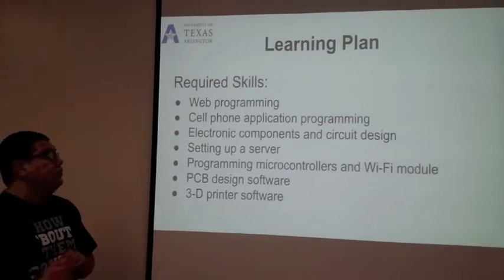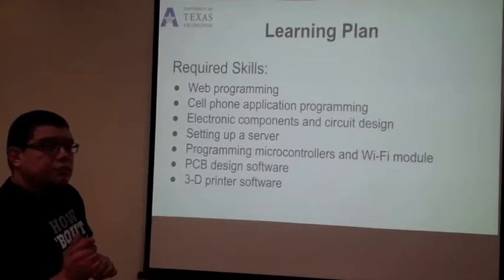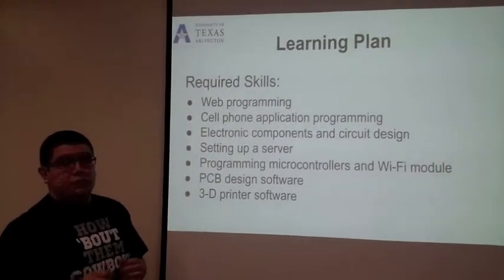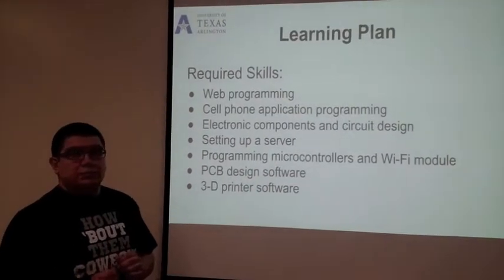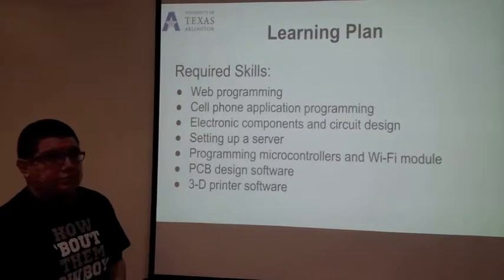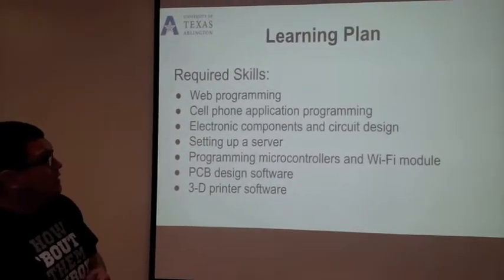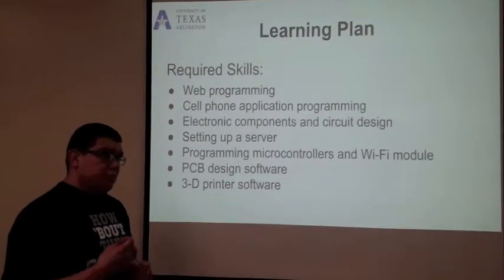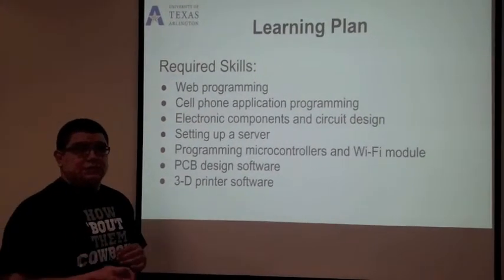So what are the key skills that we need for this project in order to be a successful one? One of the main skills that we need is we need to learn how to write web programming. We need to learn how to write HTML or JavaScript. We also need to learn how to write smart cell phone applications in order to use a cell phone app to turn on and off the smart lighting system.